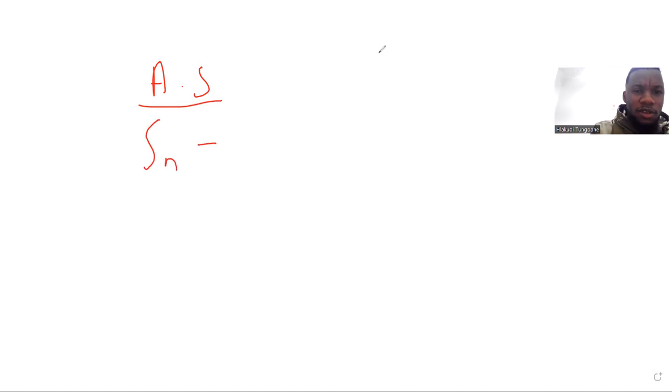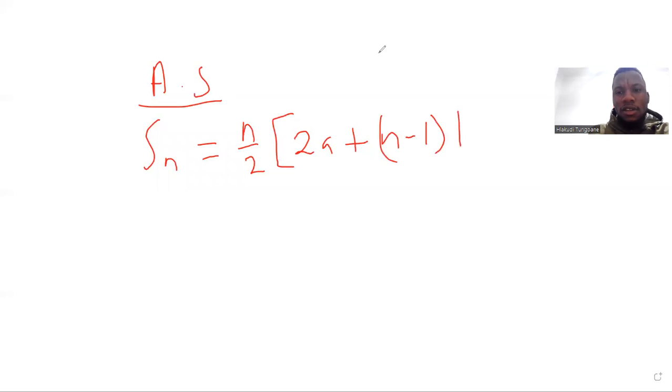So we're going to start with arithmetic sequence. For arithmetic sequence, I'm going to write AS for noting arithmetic sequence. The formula that the examiner expects you to know, be able to apply and derive, is noted as Sn equals n over 2 times (2a plus (n minus 1)d). Essentially this is the general summation formula for arithmetic sequence.